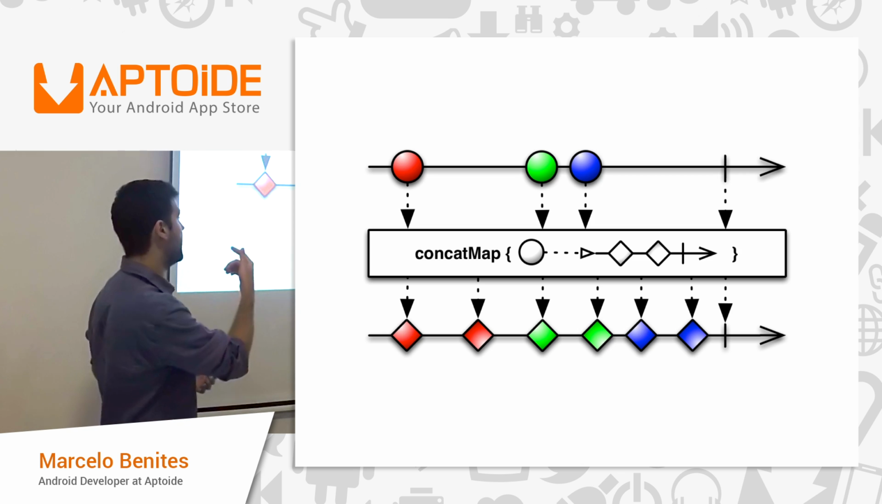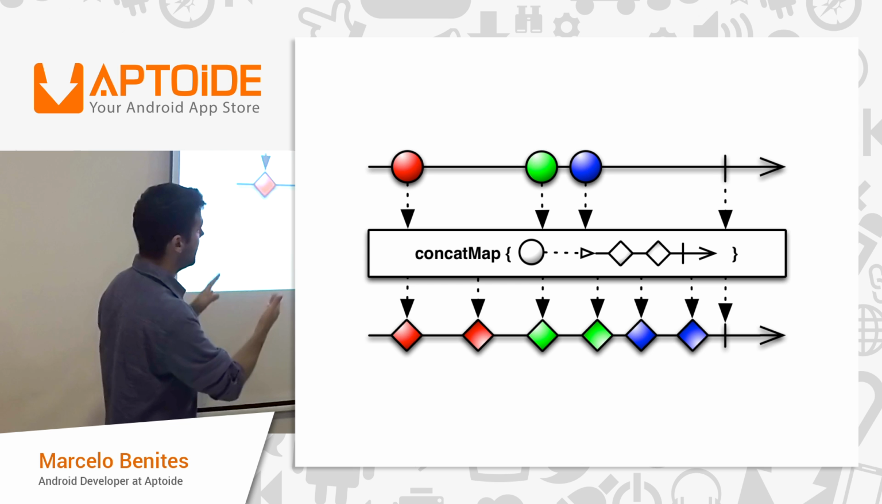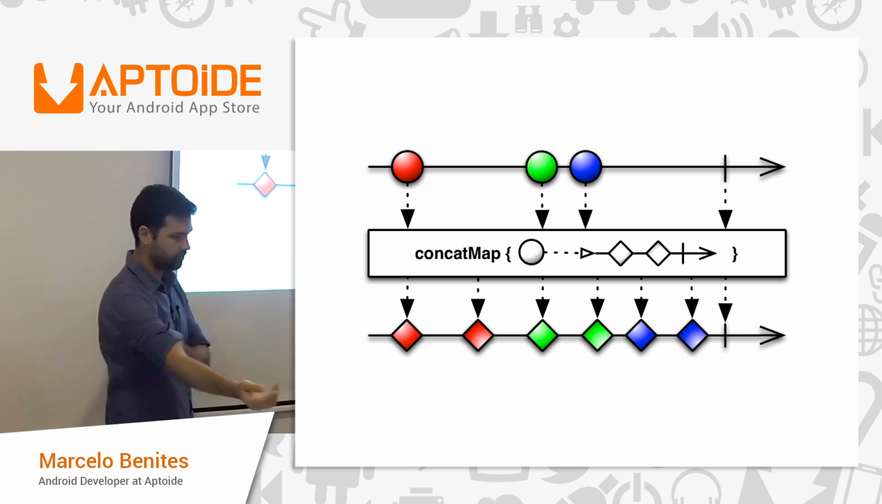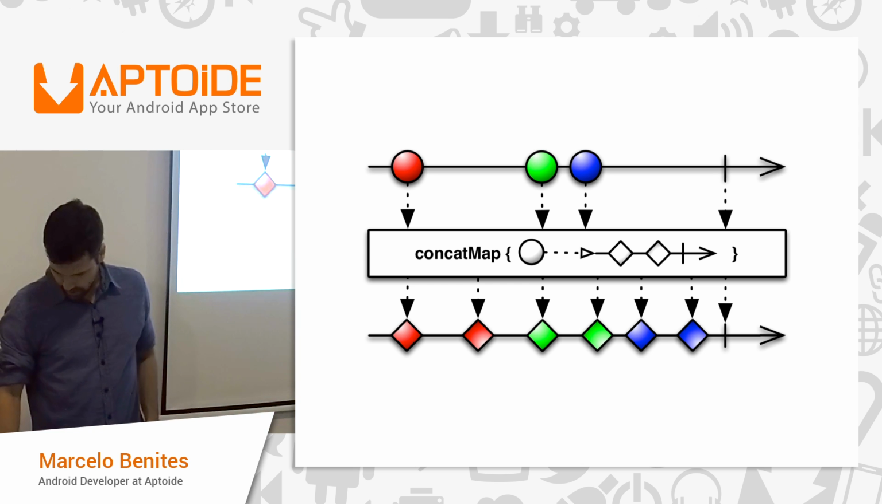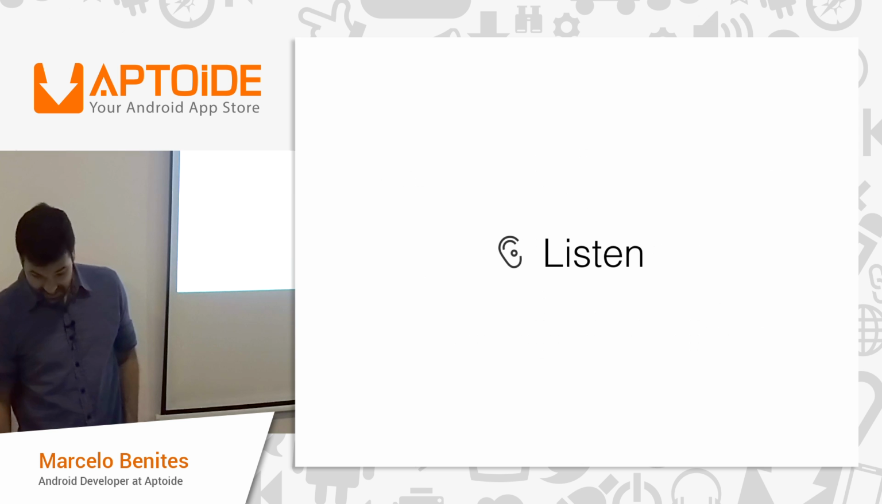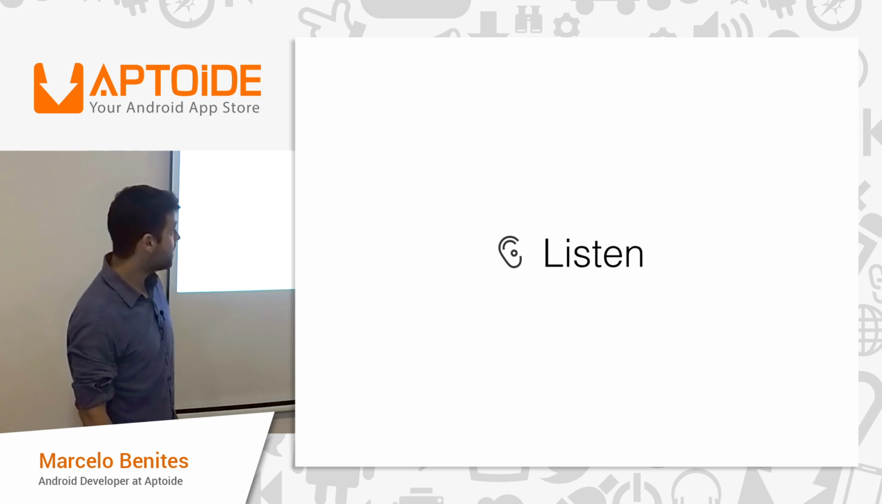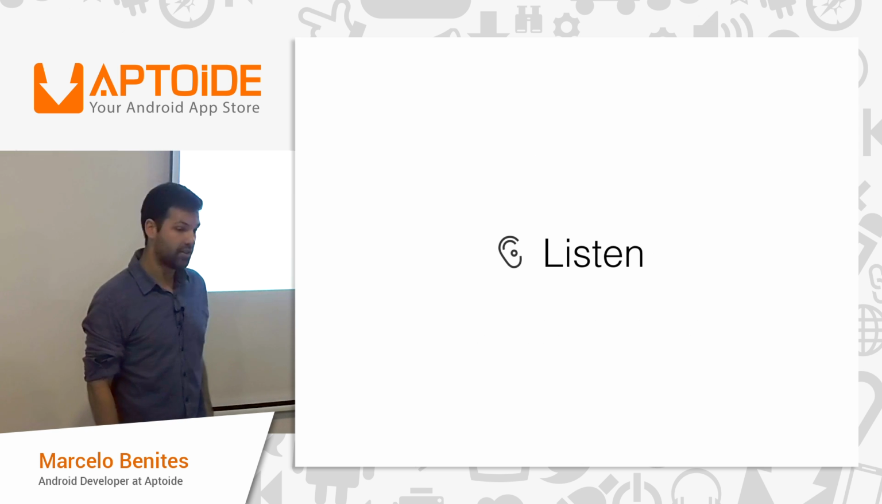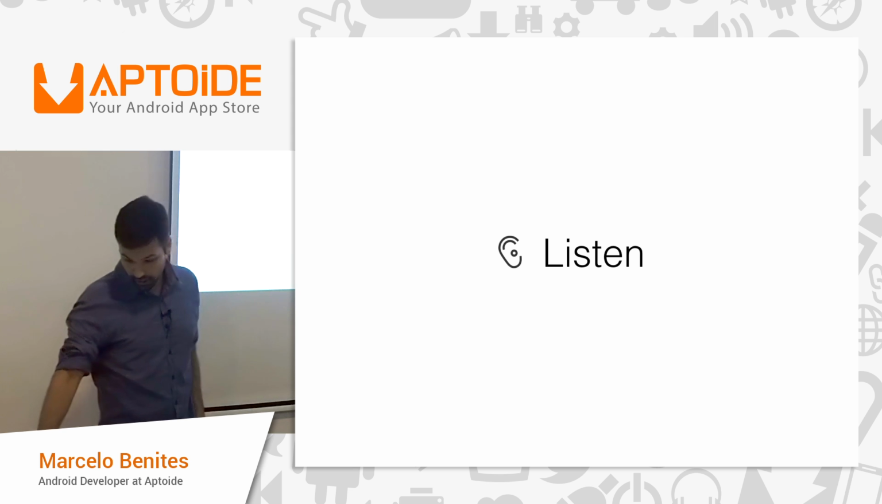So you see that every click will be mapped to the dogs, and the order will be kept. Okay, listen. This is the moment where we become imperative and where we are going to perform some side effects, usually in our view.